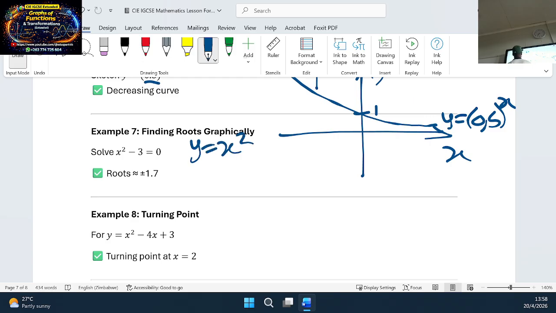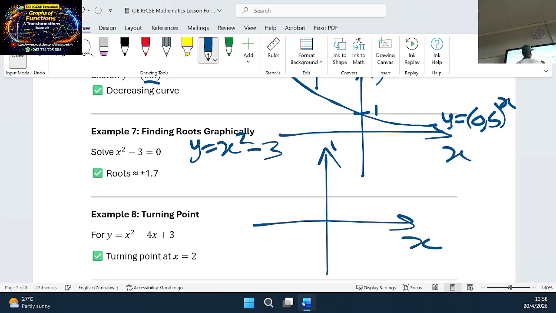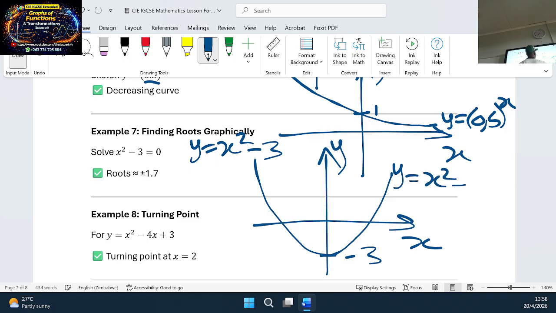But according to transformation, if we put minus 3, it means we have dropped it down 3 units. So if we are to sketch the picture, it's going to be x, y there, somewhere where we have y is minus 3. It becomes our turning point like that. That's y equal to x squared minus 3.